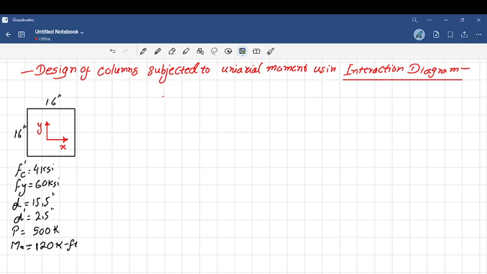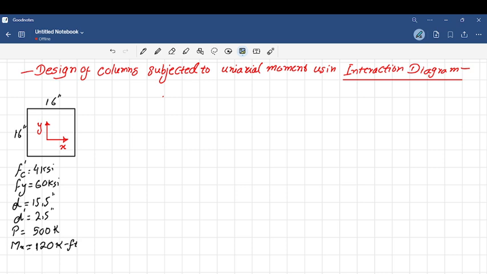In this video we are going to design a square reinforced concrete column that is subjected to uniaxial bending moment using the interaction diagram. A square column is given with dimensions of 16 inches by 16 inches and material properties of f prime c equals 4 ksi and fy equals 60 ksi. An applied load of 500 kips is given, along with Mx, the bending moment along the x-axis, of 120 kip-feet.